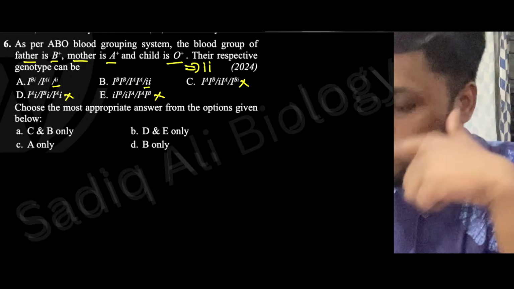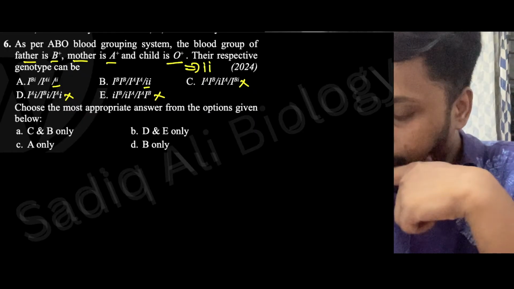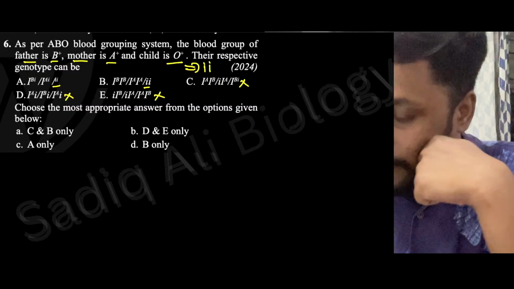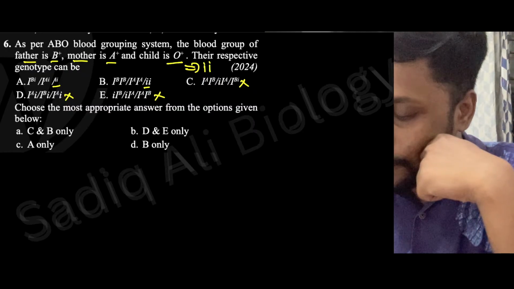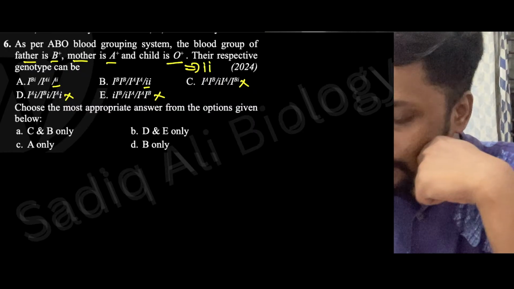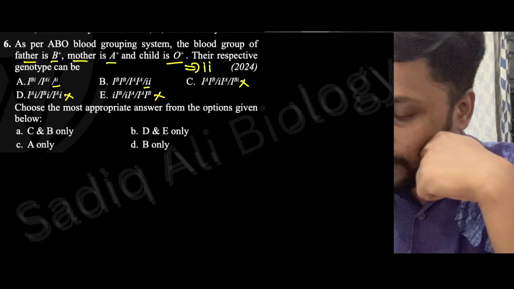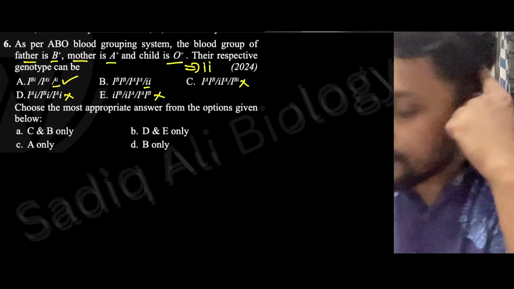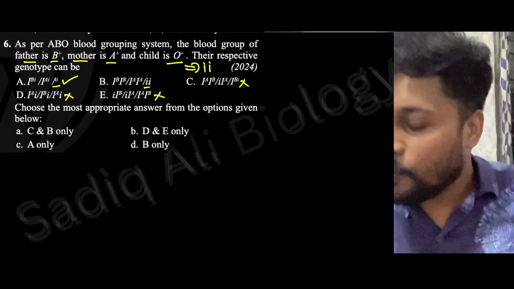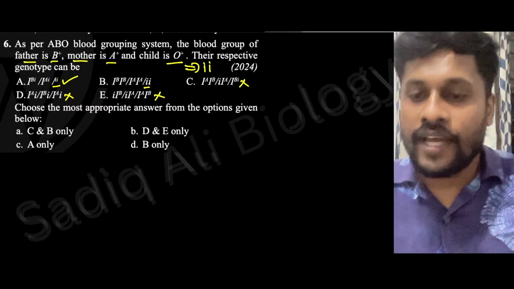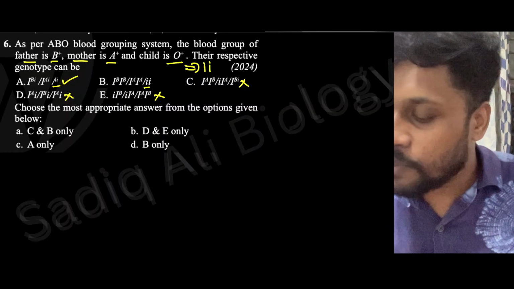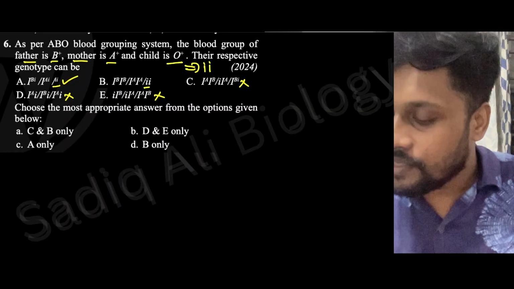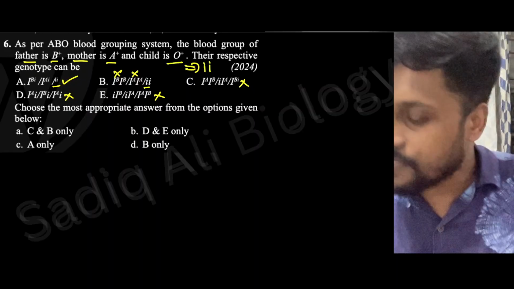Right? Now, B blood group means IBi, A blood group means IAi. If small i comes, yeah, O we will get. This is fine. Here there is a problem. Out of this small i, if we need to get small i, at least one small i should be present in father and mother, na? So because of that, these are incorrect.